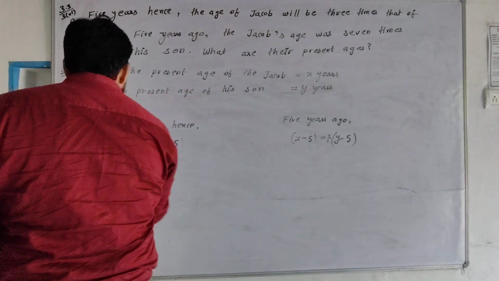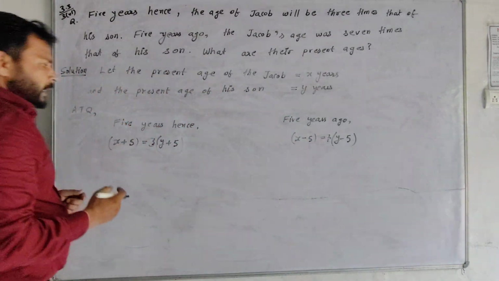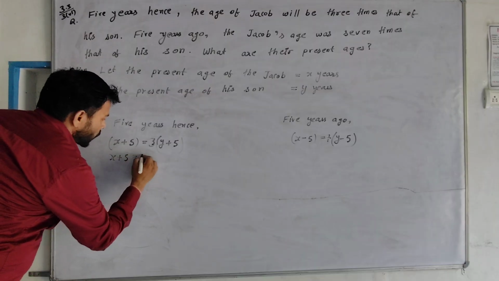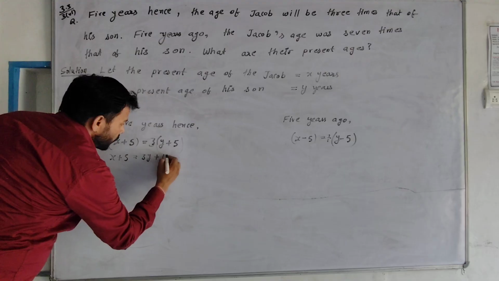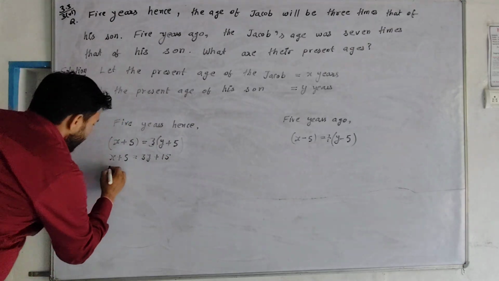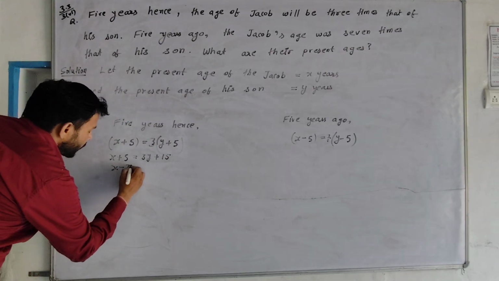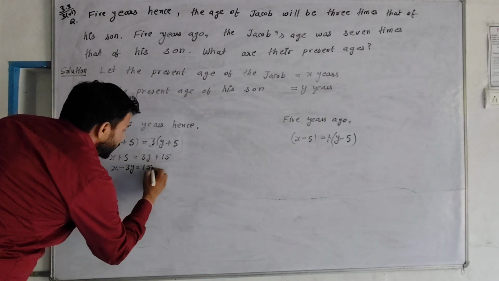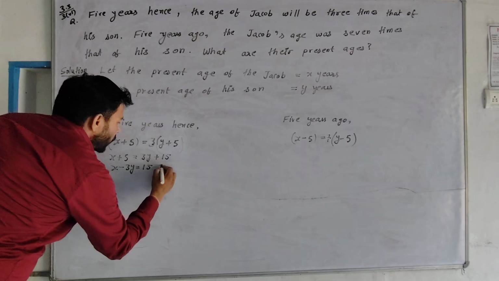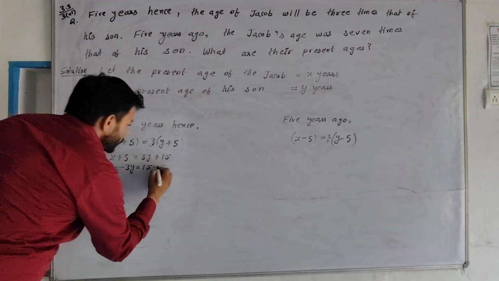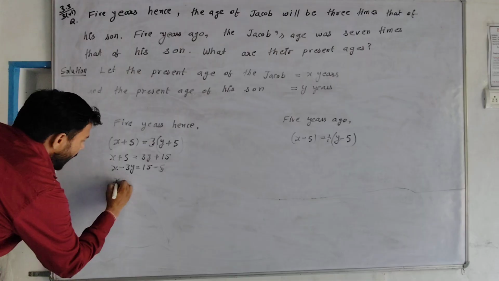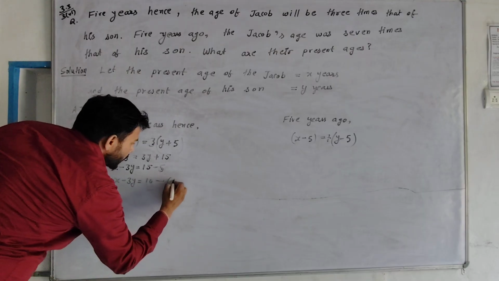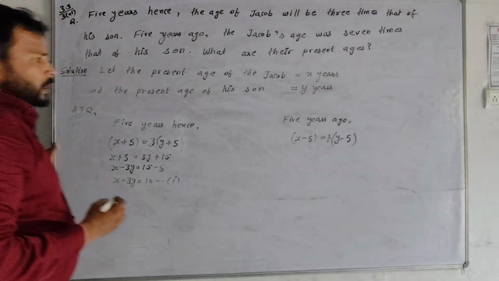Now solving these two conditions one by one, x plus 5 equal to 3y plus 15. Alright. x minus 3y equal to 15, transposing 5 to the right, minus 5. Now x minus 3y equal to 10. This is the first equation.